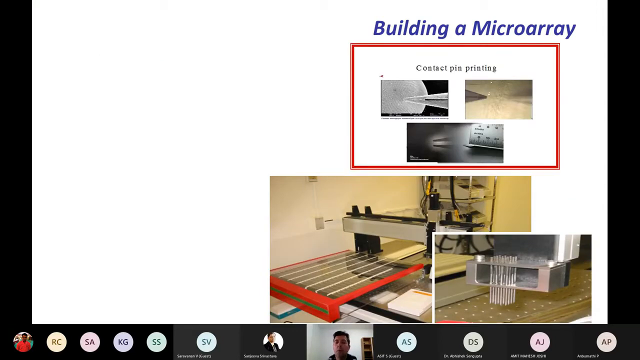To get the microarrays, we can use different pins in the robot. They can be solid or pins with reservoir. There are now piezoelectric microarrayers that work like a normal printer. They can deposit small drops, just nanoliters or picoliters, on the surface of the array with a high rate of reproducibility.